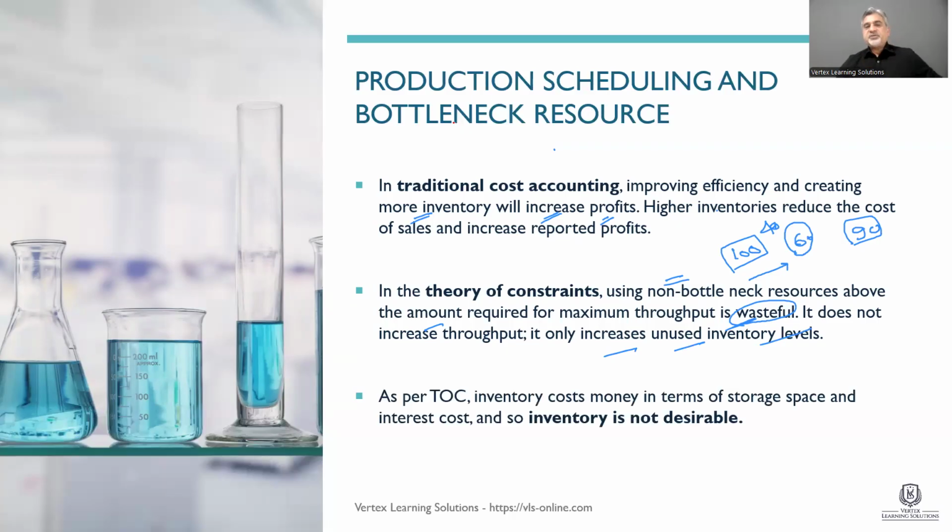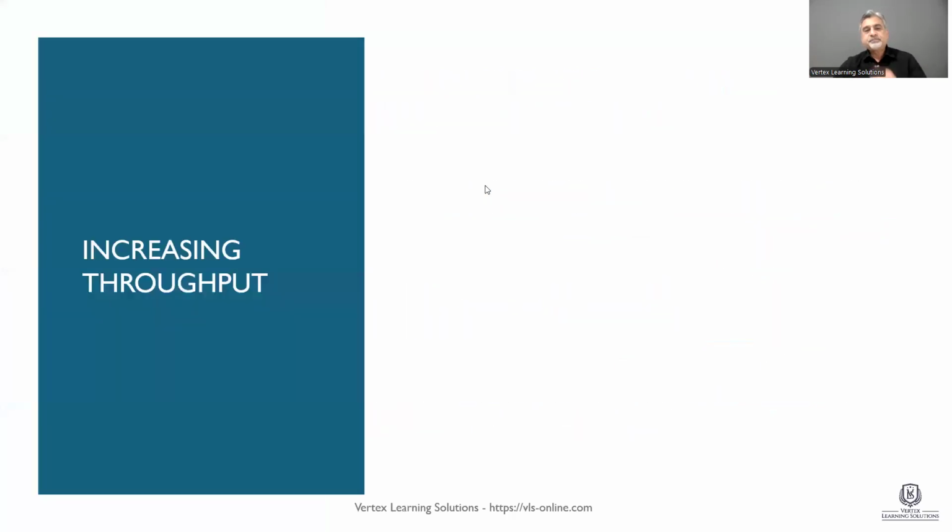As per theory of constraint, inventory costs money. And of course, when you have extra inventory piling up here, 40 units every hour, it costs you more storage space. That is money. Your interest cost, because your funds are stuck there. You could have put that money in a bank and earned some income. So inventory is not desirable. We say that we don't want to have wasteful inventory, unnecessary inventory, which is not giving us any benefit.